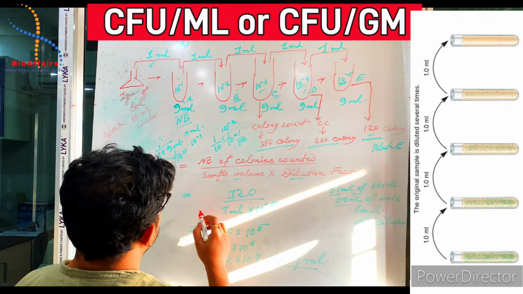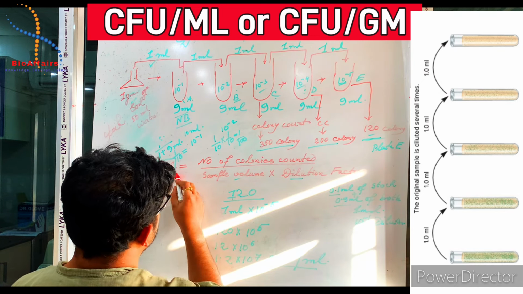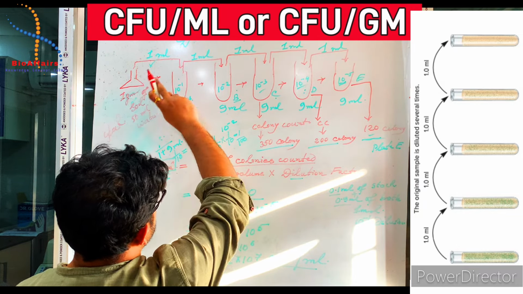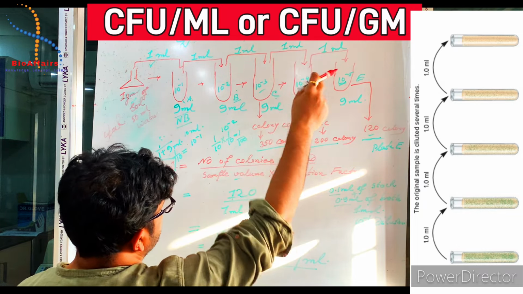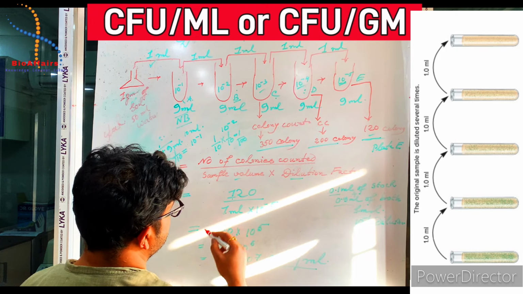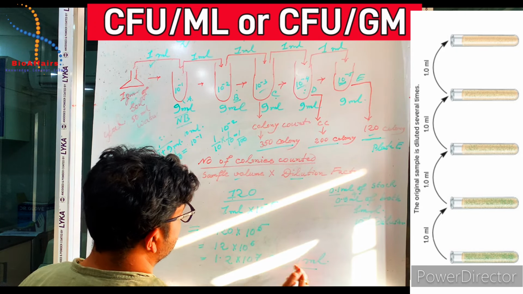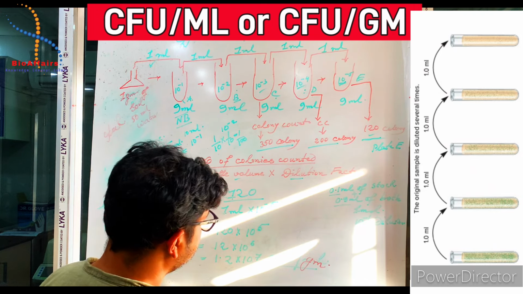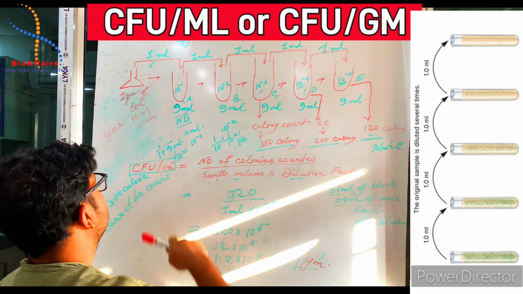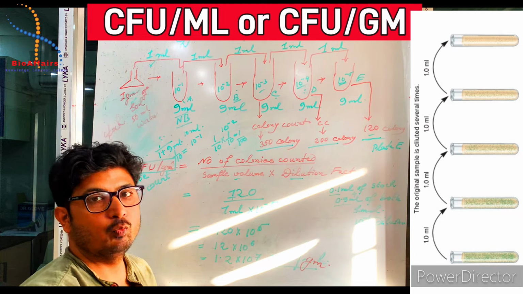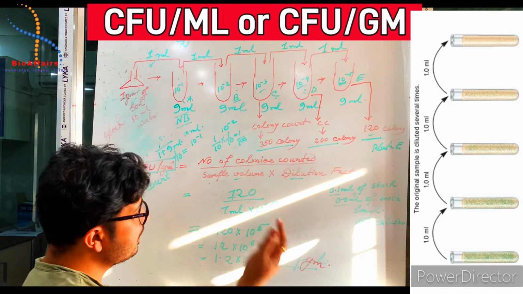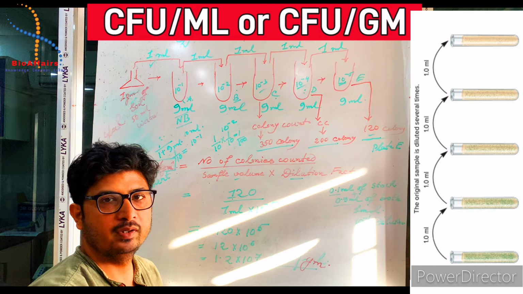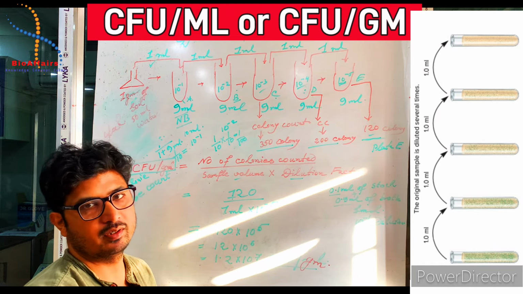So, if you count it from the colonies, because 1 gram is transferred and diluted one by one, again everything will be same, but the ultimate result you can transfer it to CFU per gram. Because the initial sample you have taken 1 gram of soil. From there you have counted the number of bacteria. So you can easily write that is CFU per gram. So CFU per ml, CFU per gram.